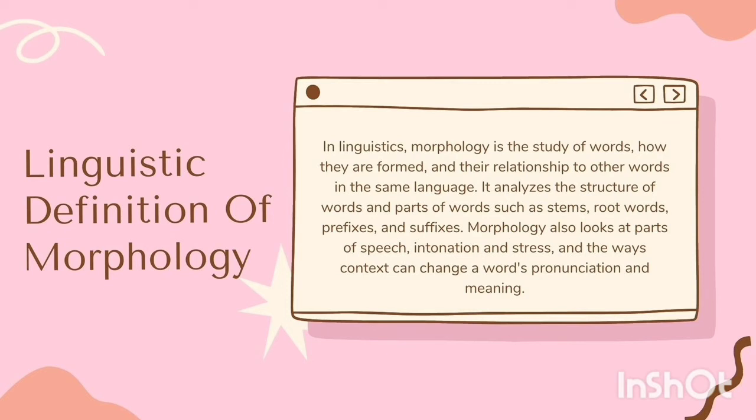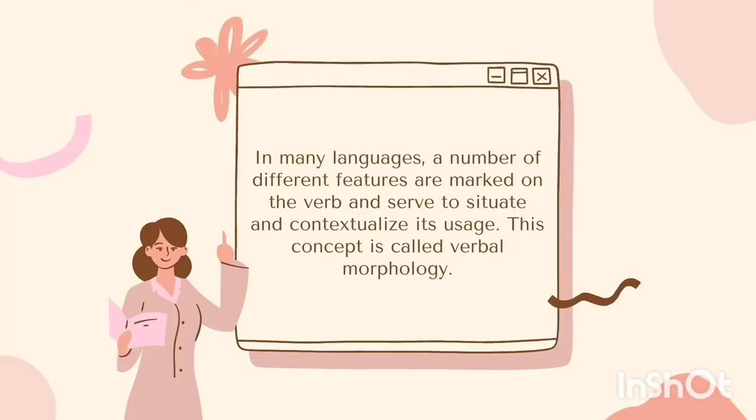It analyzes the structure of words and parts of words such as stems, root words, prefixes, and suffixes. Morphology also looks at parts of speech, intonation, and stress, and the ways context can change a word's pronunciation and meaning. In many languages, a number of different features are marked on the verb and serve to situate and contextualize its usage. This concept is called verbal morphology.